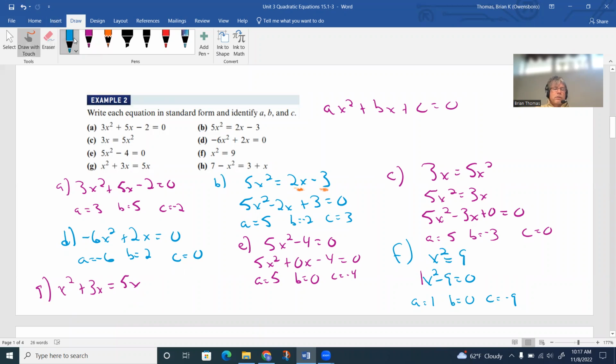So again, we want to set the right-hand side equal to 0. So we want to subtract a 5x from both sides. We want to get everything on the same side as the quadratic term. So the x squared comes down, the 3x and the -5x come together to give me a -2x, equal to 0, since the 5x and -5x will zero out. So that means our a is going to equal 1, our b is going to equal -2, and since there's not a constant present, c is going to equal 0.